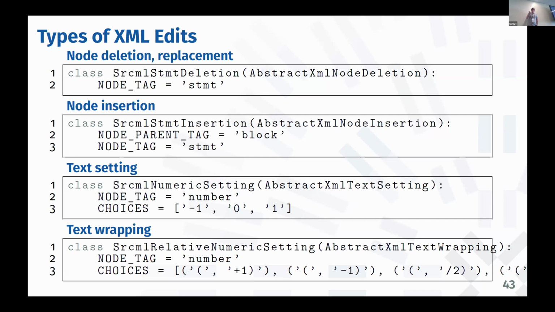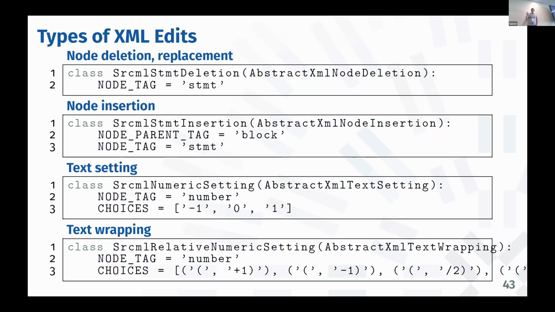And you can, with these two lines, create any new types of XML node deletions. You just need to specify which type of node it applies to. Same for insertion, setting or wrapping of text. Insertion needs to know the type of the node and the type of the block in which it appears, so the parent. For settings, you need the type of the node and the different values it can take. For example, Magpie provides source.ml numeric setting that will target any node that is called number and replace it with either 0, -1, or 1.